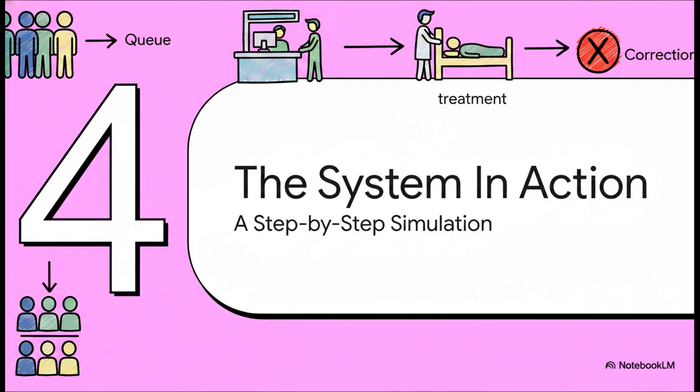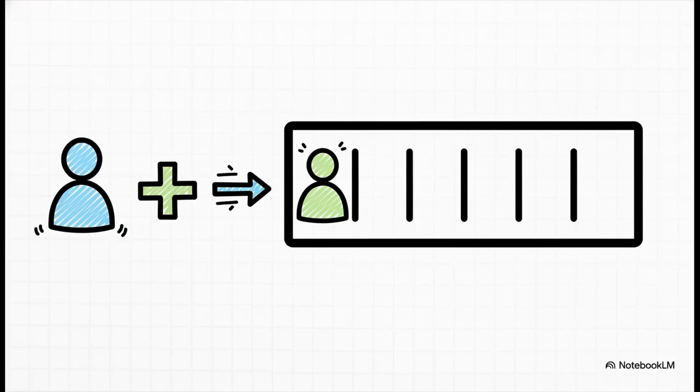All right, now for the fun part. Let's see how the queue and the stack actually work together in real time. We're going to walk through a patient's entire journey from the moment they check in to when they're treated, and we'll even see how an error gets fixed on the fly. Okay, first up, a patient named John Smith arrives. The system kicks off an add patient action and poof, he's placed in the queue. Right now, it's just him.